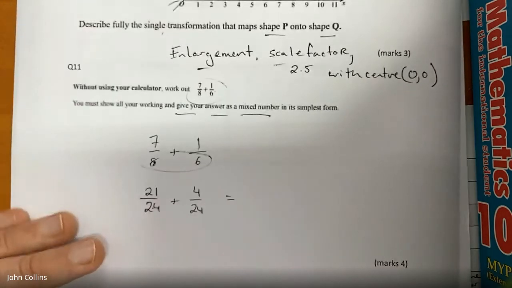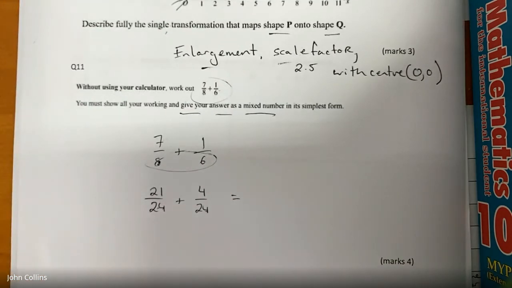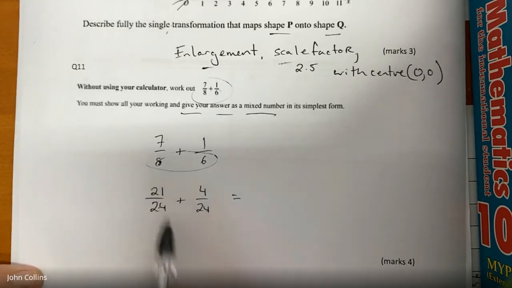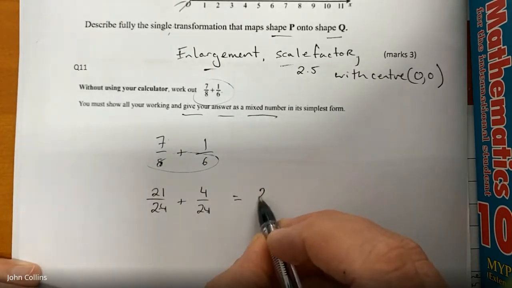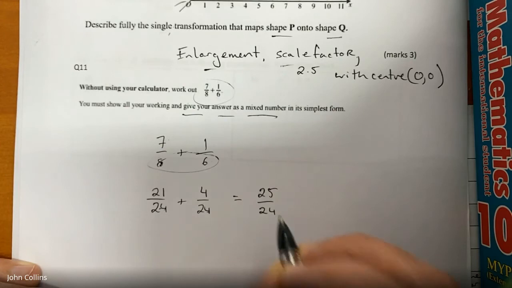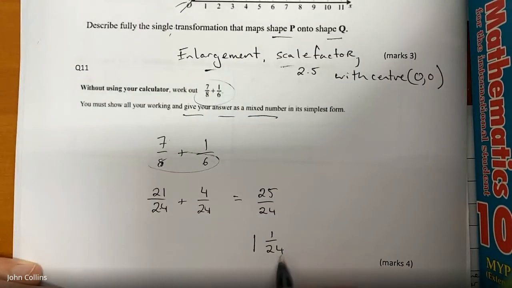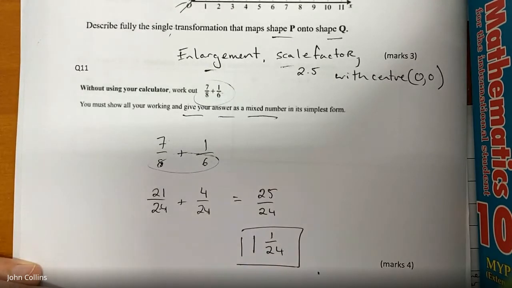Now they're the same size units, I suppose. So 21/24ths and 4/24ths. There's 25 of them in total. As a mixed number, that fits in once with a remainder of 1. So we've got 1 and 1/24.